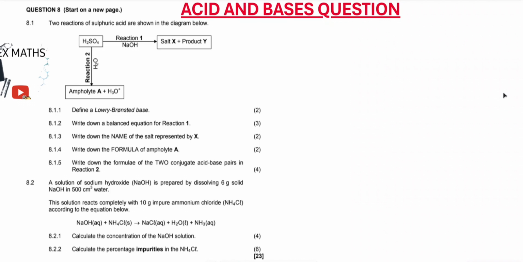Hello guys, in this video we are doing an acids and bases question which reads as follows. 8.1. Two reactions of sulfuric acid are shown in the diagram below. We have reaction 1 and reaction 2.